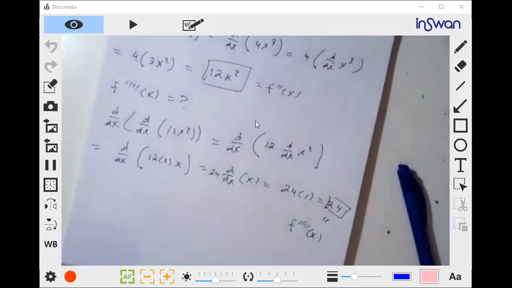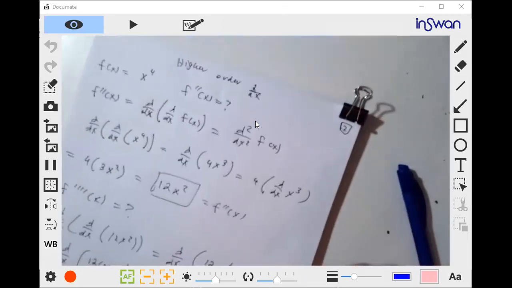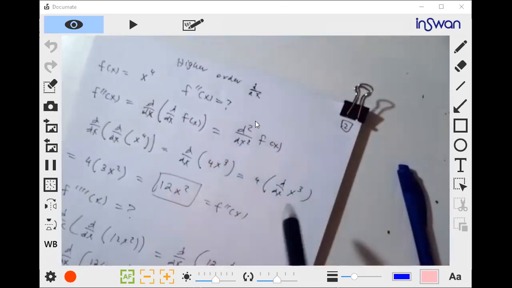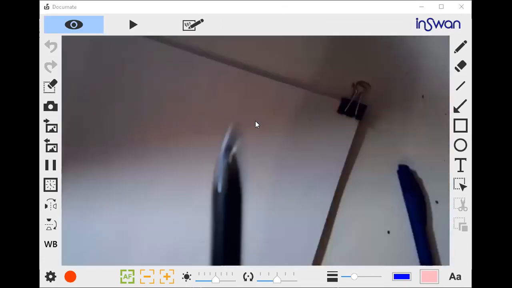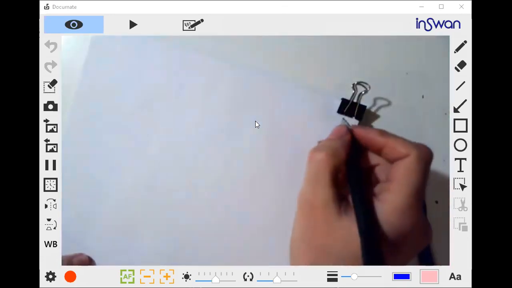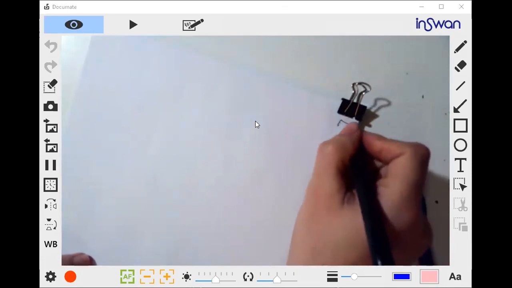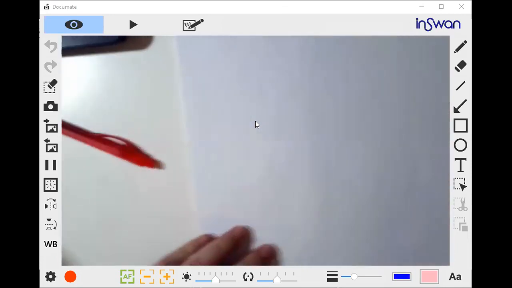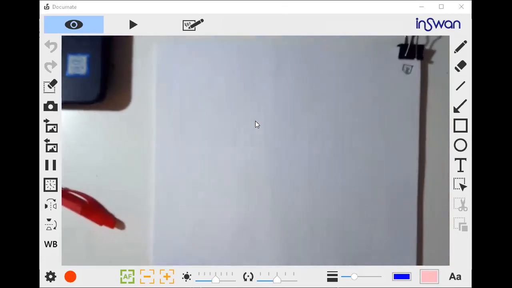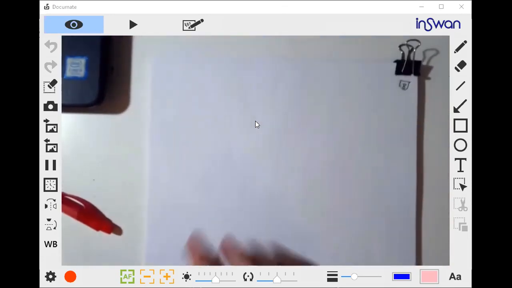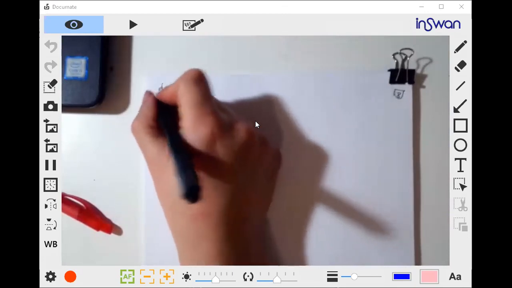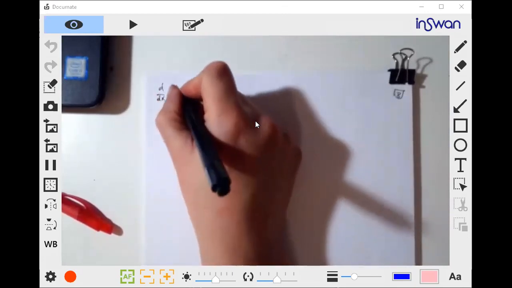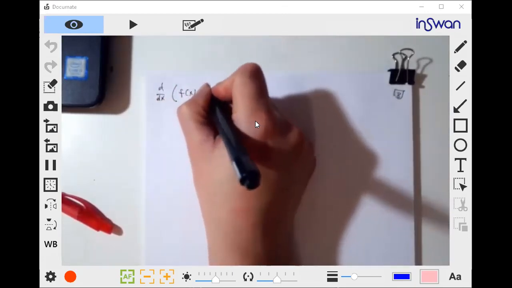All right, moving forward. We're on page 8. Now let's talk about what is the d dx of f of x times g of x.